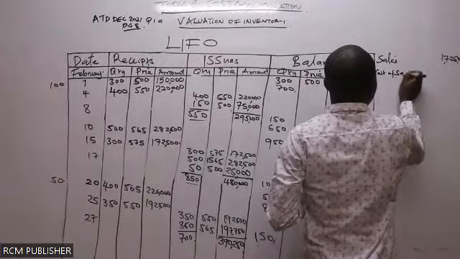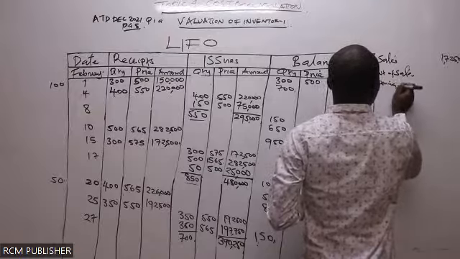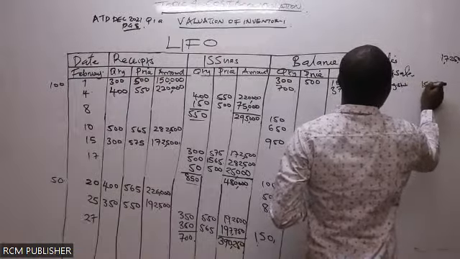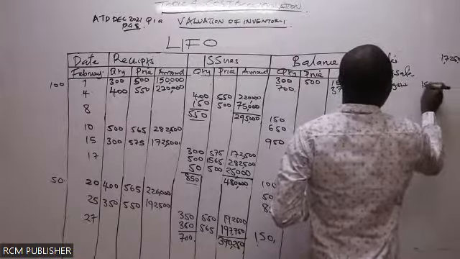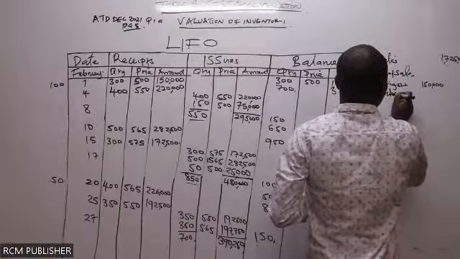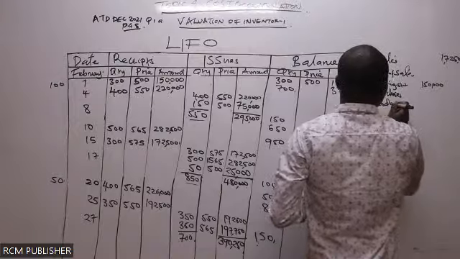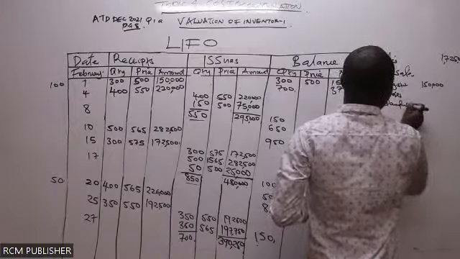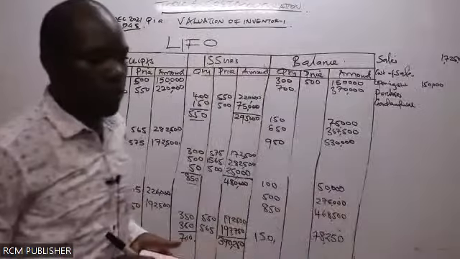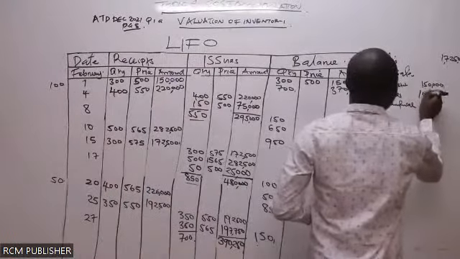Cost of sales, we've said we have opening stock, which we've seen as 150,000. We add purchases. For us to get value of goods available for sale, it will be opening plus purchases. What is the value of purchases? 1093,500.